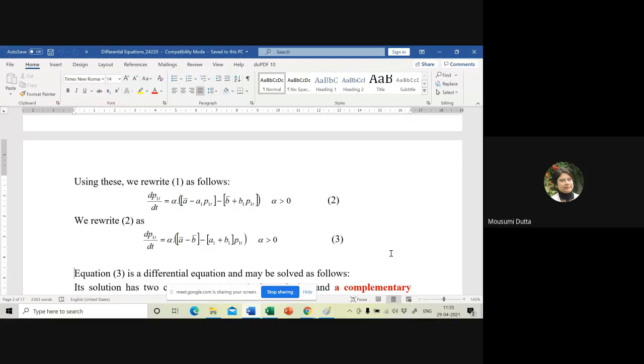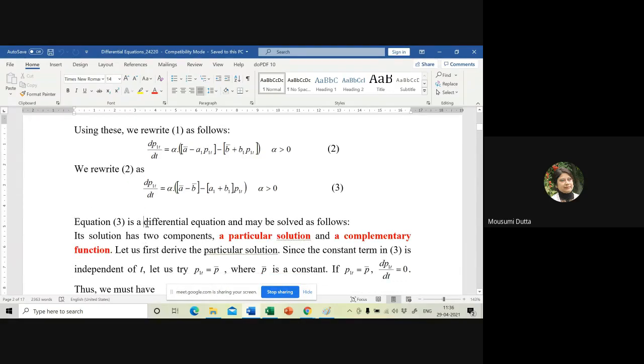Equation 3 is a differential equation and can be solved as follows. It is a first order differential equation because I am considering only the first derivative, dp by dt. If I consider the second derivative, my expression would have the second derivative as well as the first derivative and p, and that would be a second order differential equation. Here I have only the first order derivative dp dt and we have p t. So it is a first order differential equation.